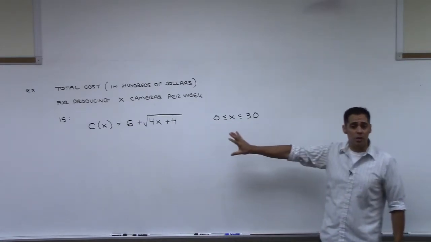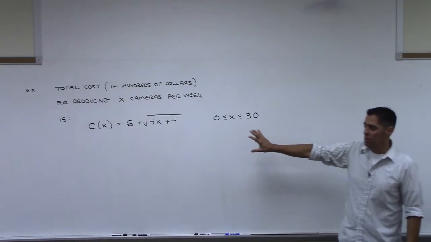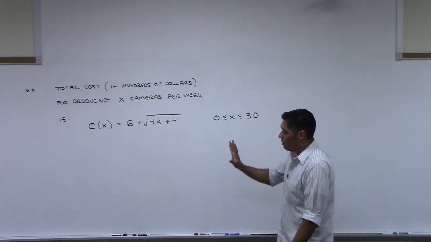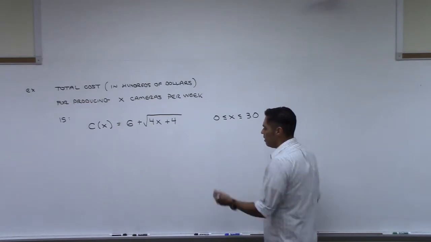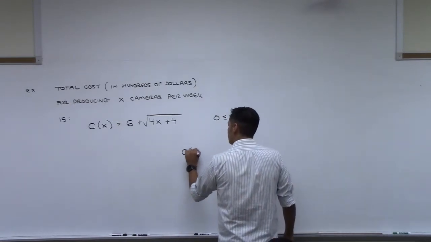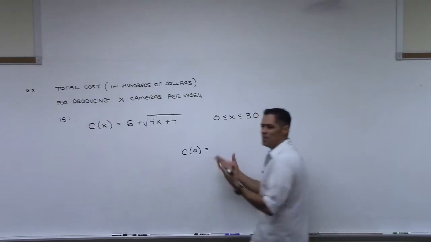Now, I haven't asked you any questions. I'm just presenting the information. So let me ask you a quick question. It's not really related. The homework's not going to ask you anything like this. But what is C of 0 equal to, and what does it mean?